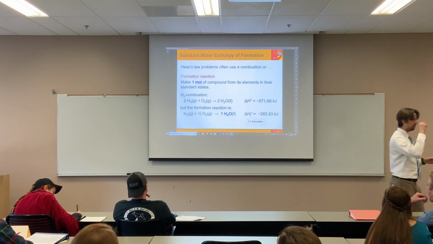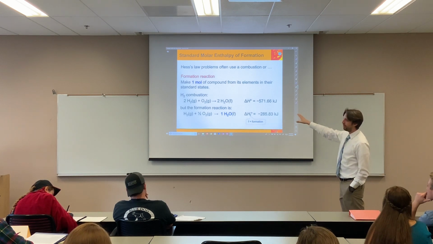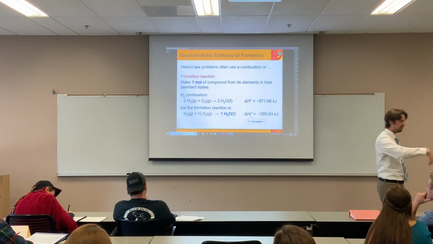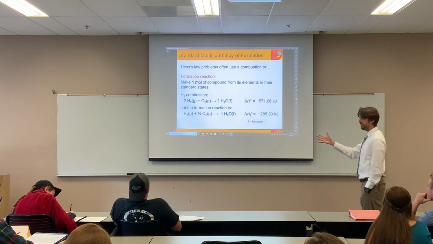There'll be a slight typo here in just a second, I think, but I'll point it out to you guys. But anyway, again, if you go to the back of the book, there are these tables of appendices that list a bunch of delta H's of formation.